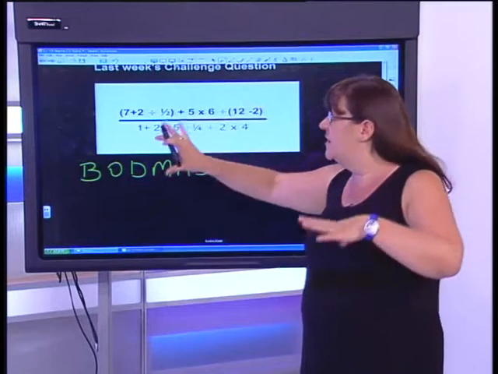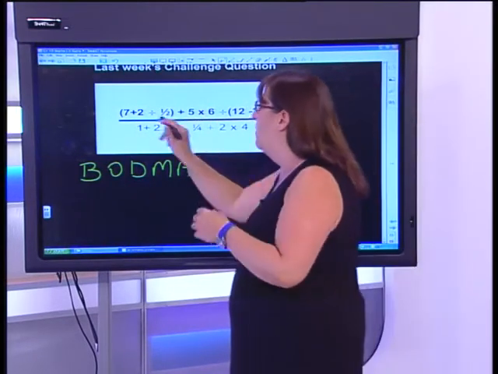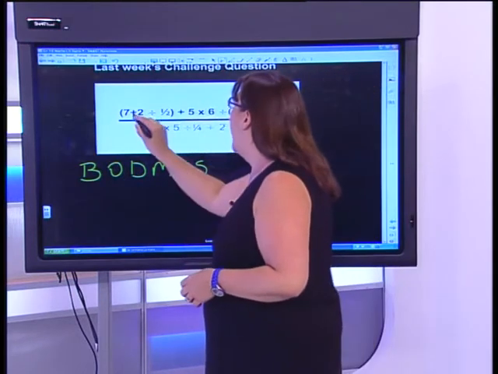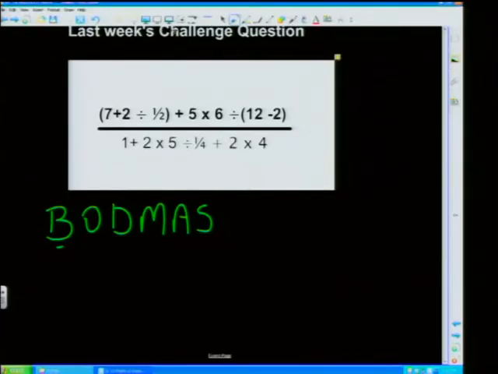So I'm going to take this whole horrible looking sum and break it down into portions. I'm going to start with the top numbers, and I'm going to look at my brackets. The first bracket, I've got 7 plus 2 divided by half. I need to divide before I add. So 2 divided by half is actually 4. It's the same as saying 2 times 2. And then plus my 7, that gave me 11.